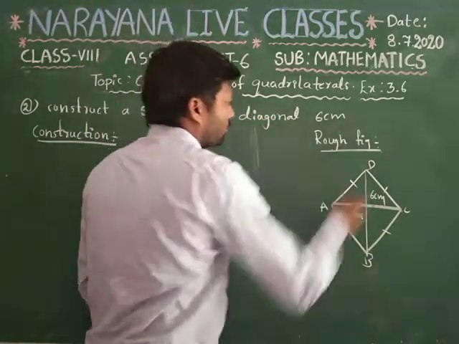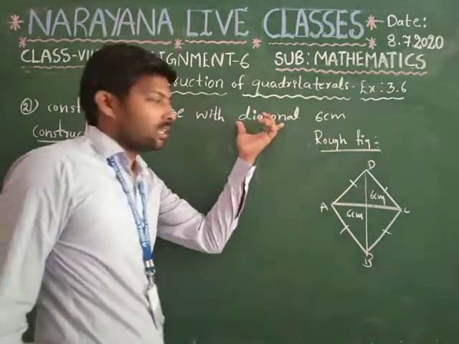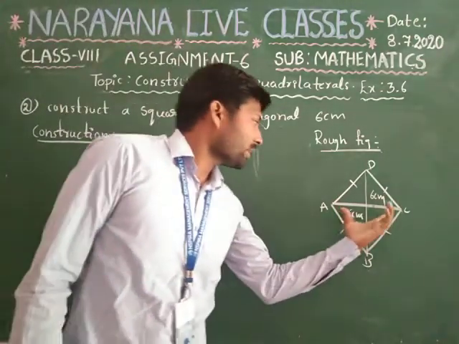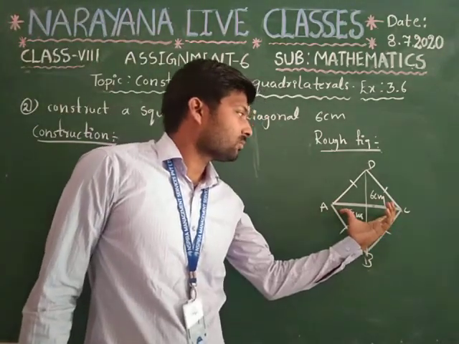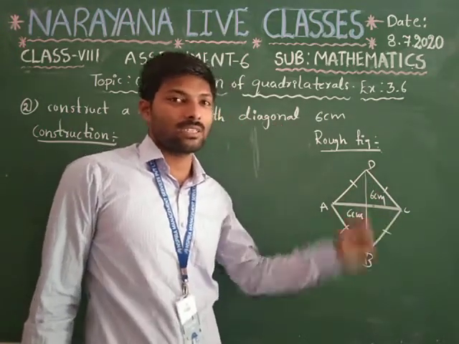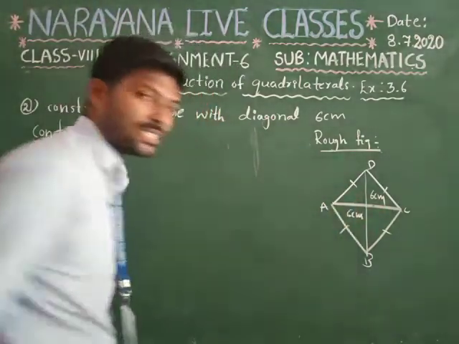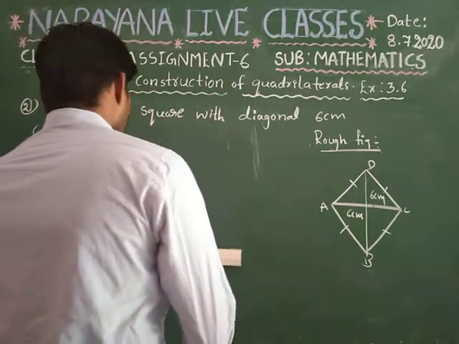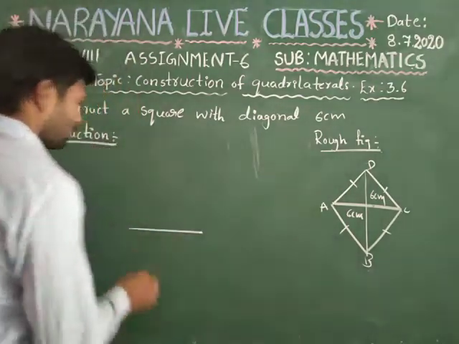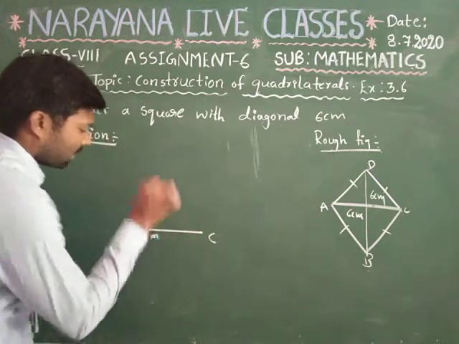Before going to that, first of all we have to draw a rough figure based on the given measurement. It will be like this. Okay, coming to the main construction, we have to take a line segment AC, the diagonal of the square, 6 centimeters. That is a reference line segment. First of all, we have to draw a line segment whose length is 6 centimeter, AC, 6 centimeters as a length.